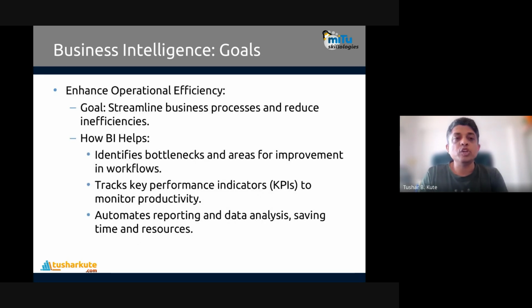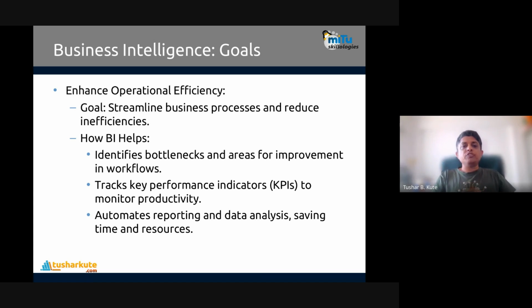The second goal is to improve operational efficiency. Whatever examples I have shown, everywhere the same goal was present: to improve the efficiency of the operations. The goal is to streamline business processes and reduce inefficiencies. How can BI do this? It can identify bottlenecks and areas for improvement in workflows, where the process which I'm following is not perfect.